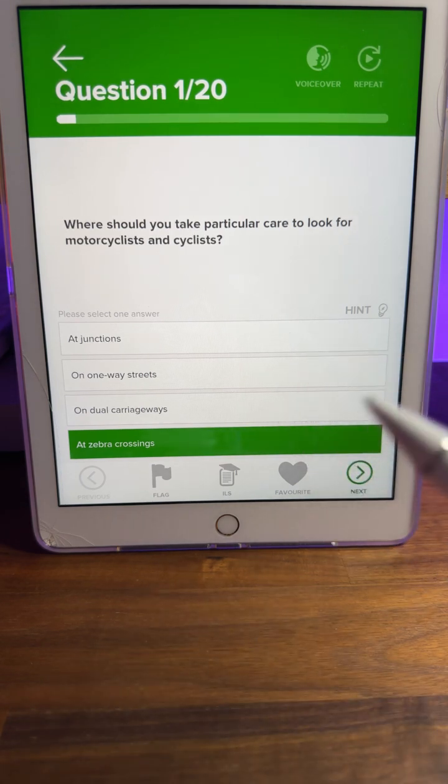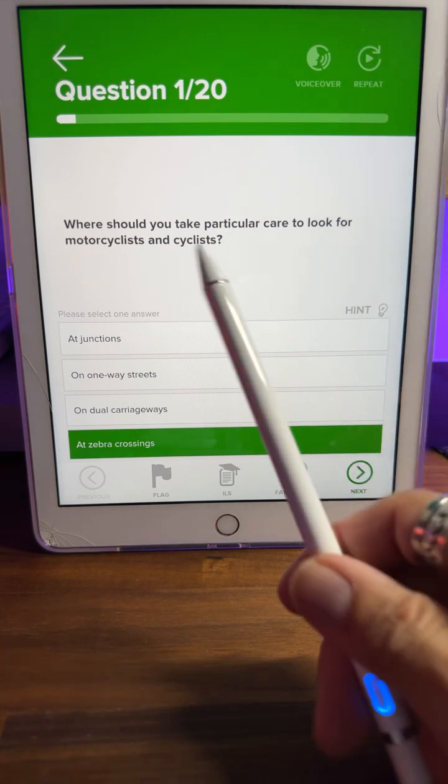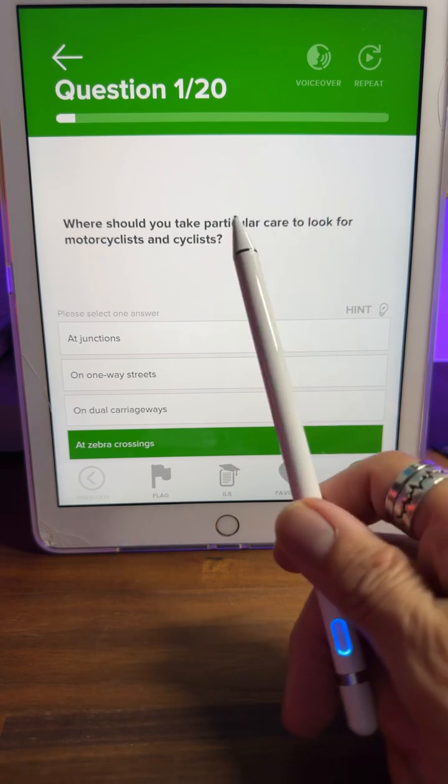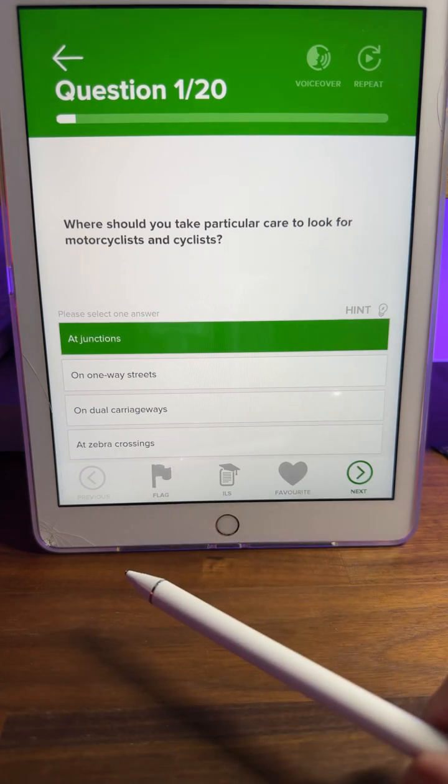You did indeed. Okay. Where should you take particular care to look for motorcyclists and cyclists? Matty, I know you're saying when you're driving. Yeah, that makes sense. You should pay attention at all times. But this question is, where should you take particular care to look for motorcyclists and cyclists? So at junctions would probably make the safest option there, isn't it?